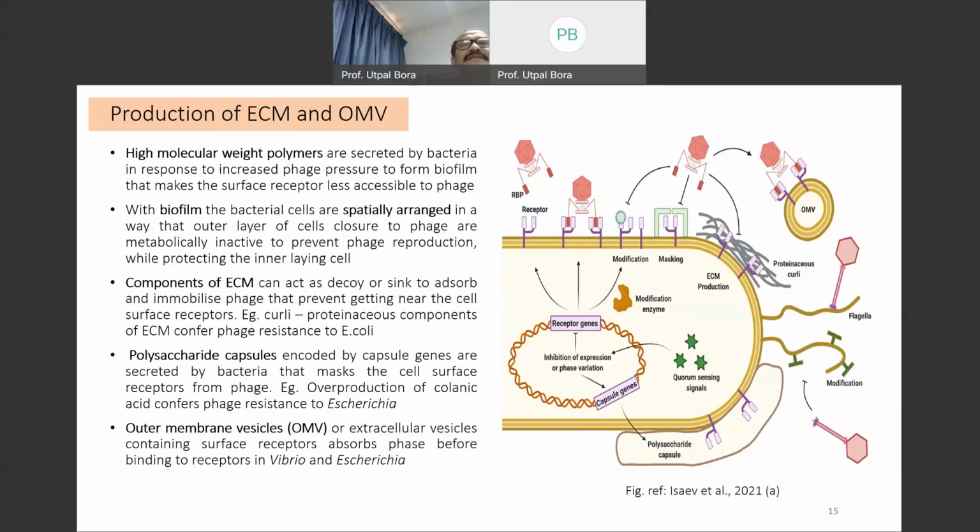Now, what are the components of ECM? You can see some of the things in the figure over here. Now, these components can act as decoy or sink to absorb and immobilize phage that prevents getting near the cell surface receptors. So, for example, the curli proteinaceous components of ECM confer phage resistance to E. coli. Then the polysaccharide capsules encoded by capsule genes are secreted by bacteria that mask the cell surface receptors from phage. For example, there's an overproduction of colanic acid, which confers phage resistance to E. coli. Then outer membrane vesicles, or OMV, or extracellular vesicles containing surface receptors absorb phage before binding to receptors in Vibrio and Escherichia coli.